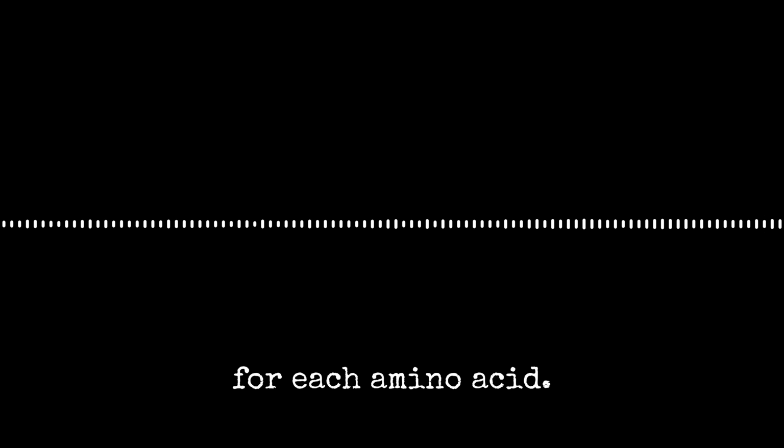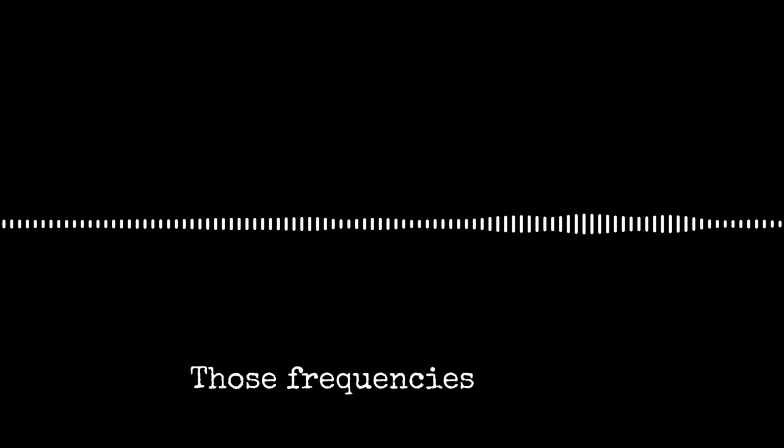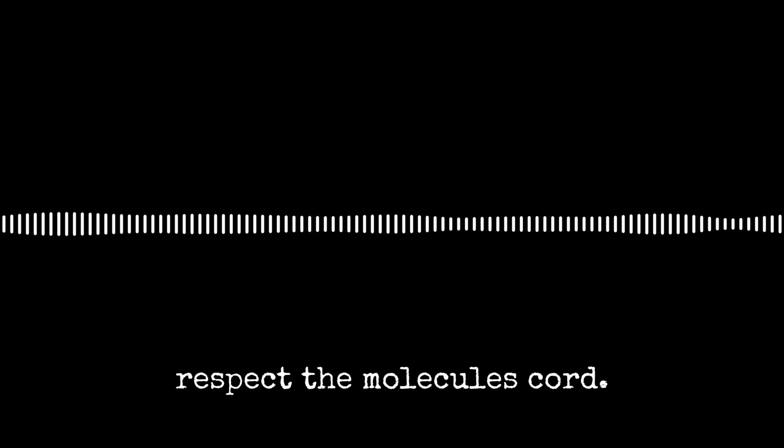Imagine a chart of vibrational frequencies for each amino acid. These are like the serial numbers of their wiggles. Those frequencies are far above hearing, but if you scale them down while keeping their ratios, you respect the molecule's chord.